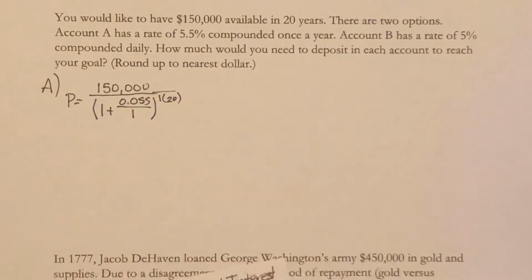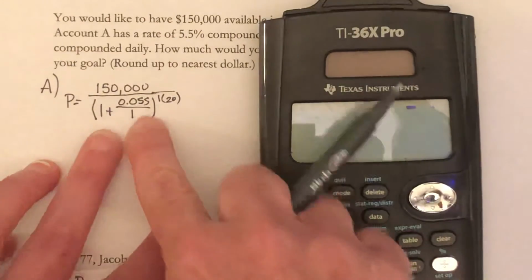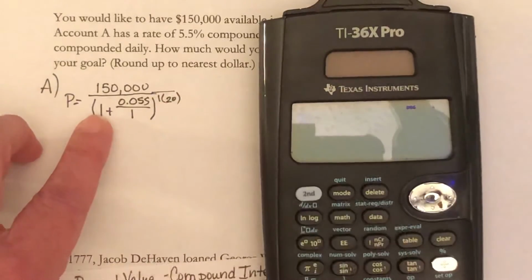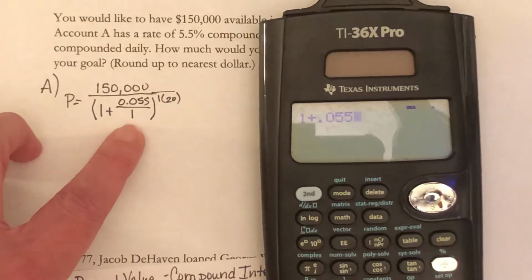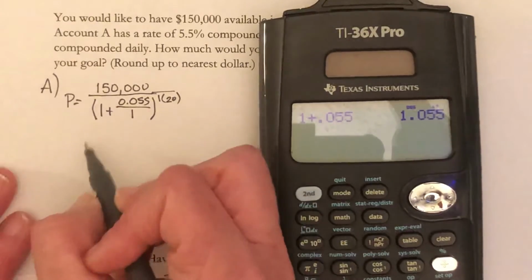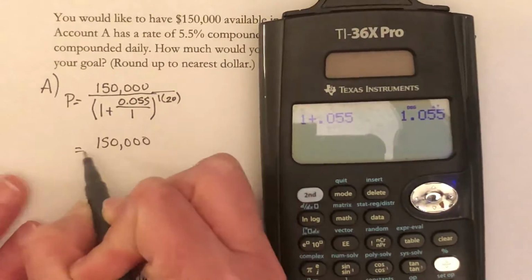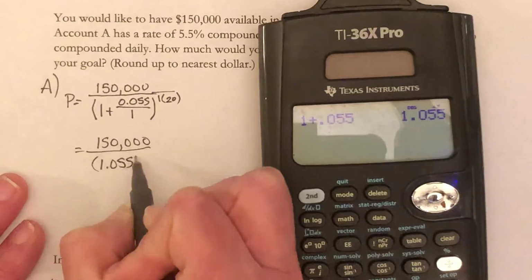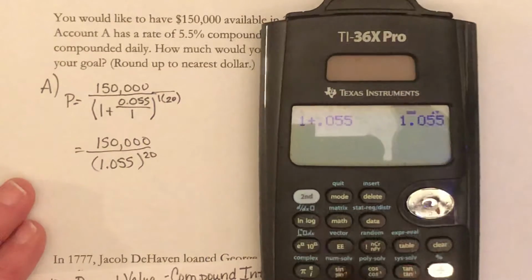Okay, so what do we have? This is actually quite easy down here because it's dividing by 1 and multiplying by 1. So what I end up with on the bottom is 1 plus 0.055 raised to the 20th power. So just simplifying a little bit. That's what we need to calculate.